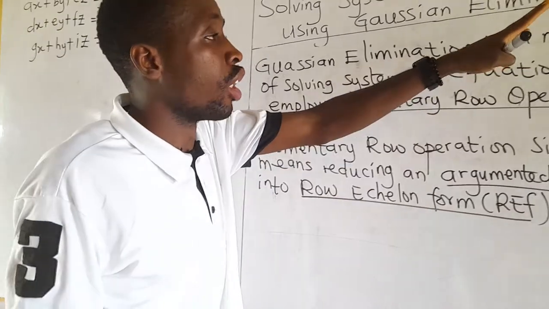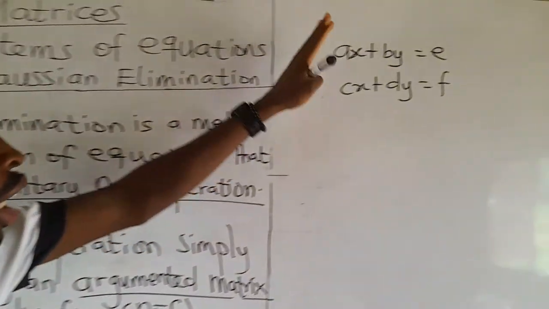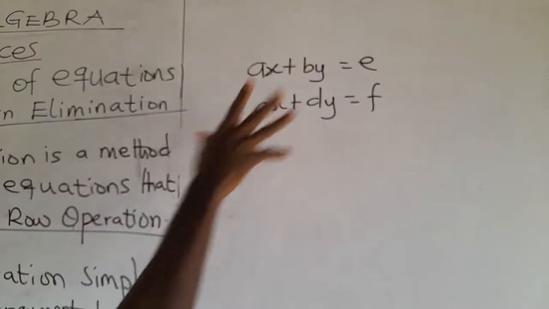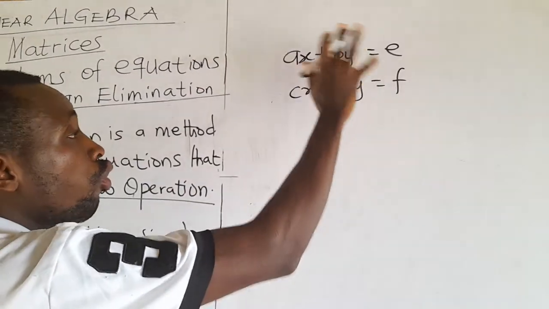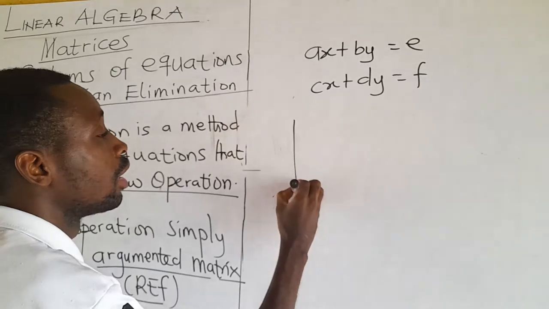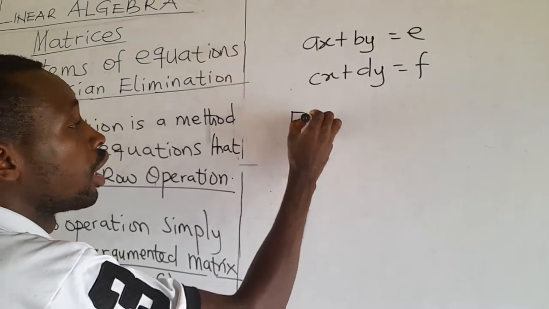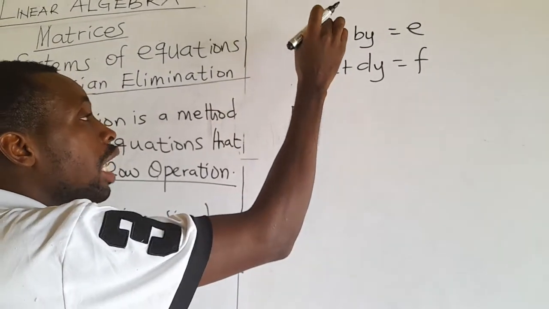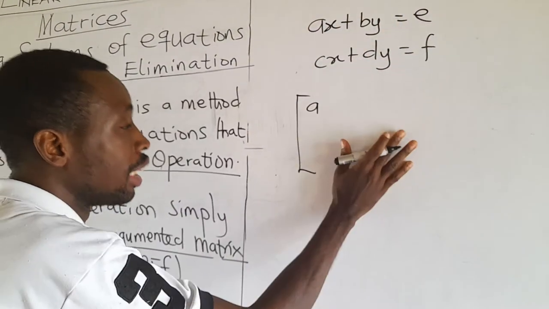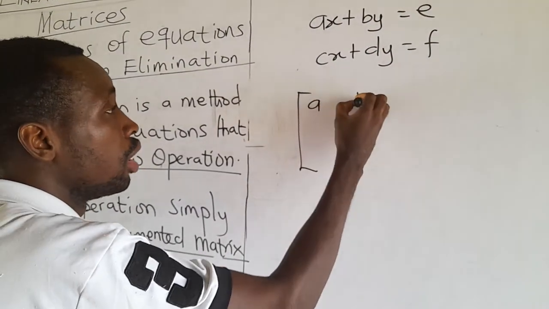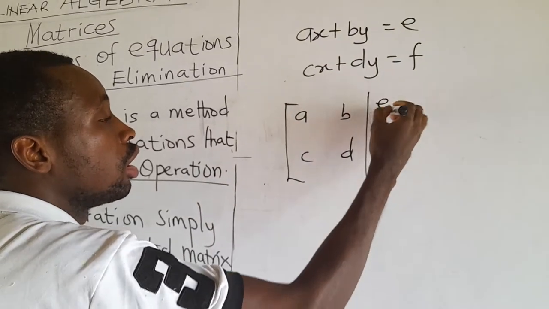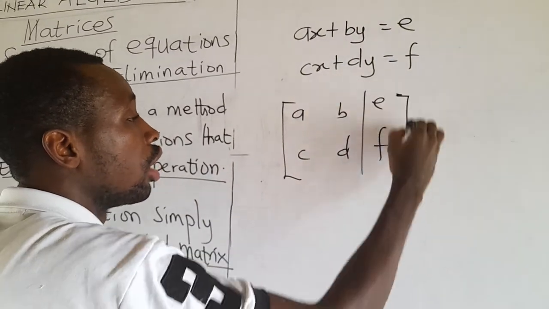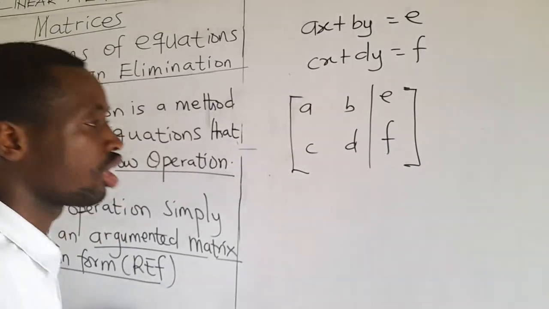Now, if we have a system of equations with two unknown variables like this, the augmented matrix from this system of equations simply means, you see the coefficients of the variables, the x and the y are the variables and everything else is constant. So we say a, b, c, d, then we bring our constants here, e, f. This becomes the augmented matrix.